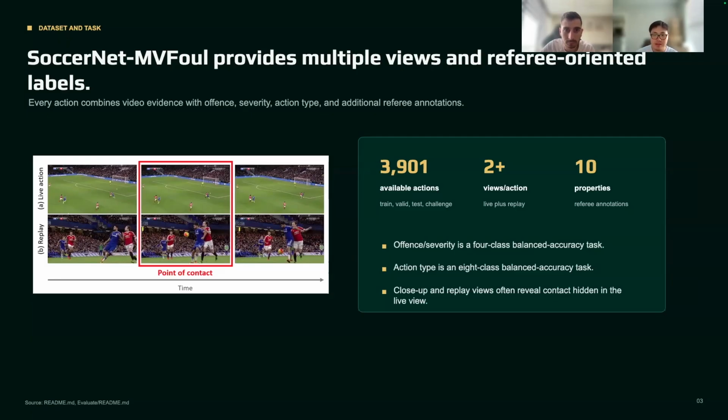The benchmark requires two main predictions. Offense and severity form a four-class task, while action type forms an eight-class task. Both tasks use balanced accuracy, which prevents a model from receiving a strong score simply by predicting the most common class. The dataset also includes referee-oriented properties rather than only object detection labels. Therefore, the system must understand the interaction and its meaning, not just detect that two players are moving close to each other.